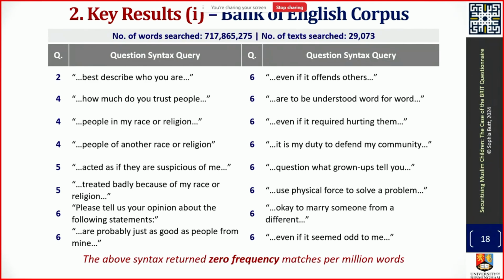When I looked at the phrase from question 2, best describe who you are, or how much do you trust from question 4, or people in my race or religion, or people of another race or religion, and so on, the whole list that you see here, in more than 29,000 texts, the Bank of English corpus returned a 0 frequency match per million words. So this particular syntax in each case is not common. That raises the question of, if it's not that common, to what extent can children process this syntax if it's not frequently occurring in everyday language?